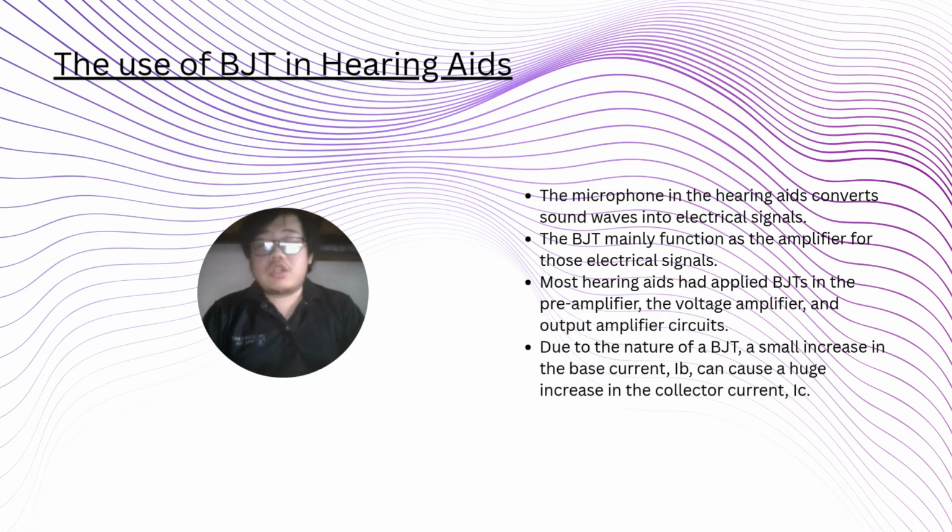The BJT is commonly used as an amplifier due to its nature. A small increase in the base current, IB, will cause a huge increase in the collector current, IC. Through the formula IC equals beta times IB, with beta being the current gain. Because of this, it is very effective at being an amplifier, which means that using it in a hearing aid is ideal, as the whole point of the device is to amplify sounds that the user's own ear can no longer pick up naturally.